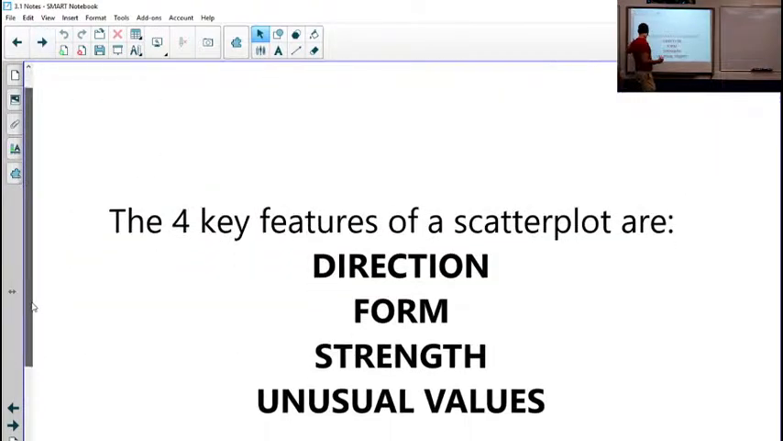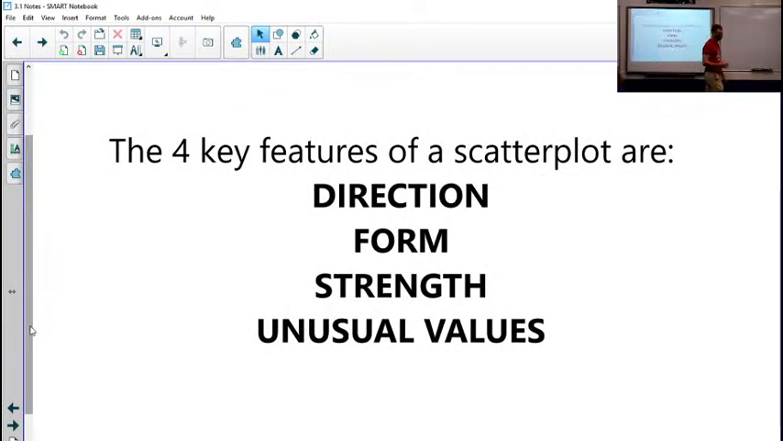So, 4 key features of a scatter plot. This is the big idea of today: strength, direction, form, and unusual values, or outliers. Kind of like how we have our shape, outlier, center, spread. We're going to have those unusual values, but we're also going to have direction, form, and strength. And if you're asked to describe a scatter plot, to describe the features, these are the things you want to say: strength, direction, and form.